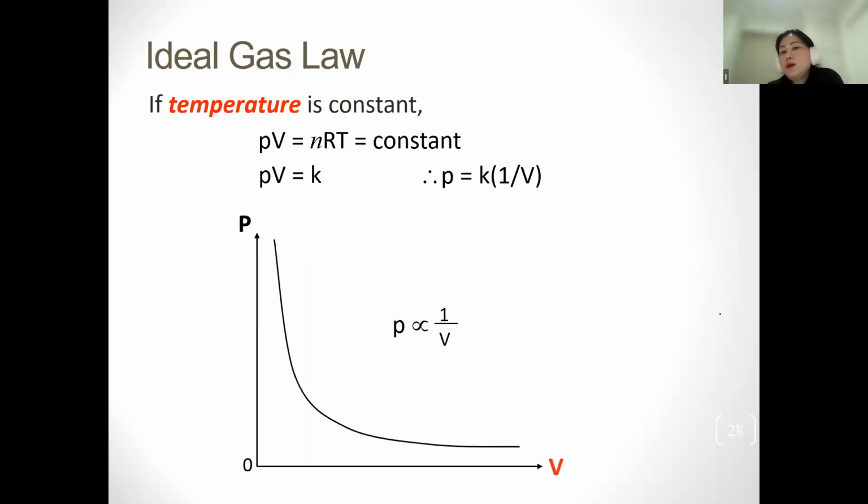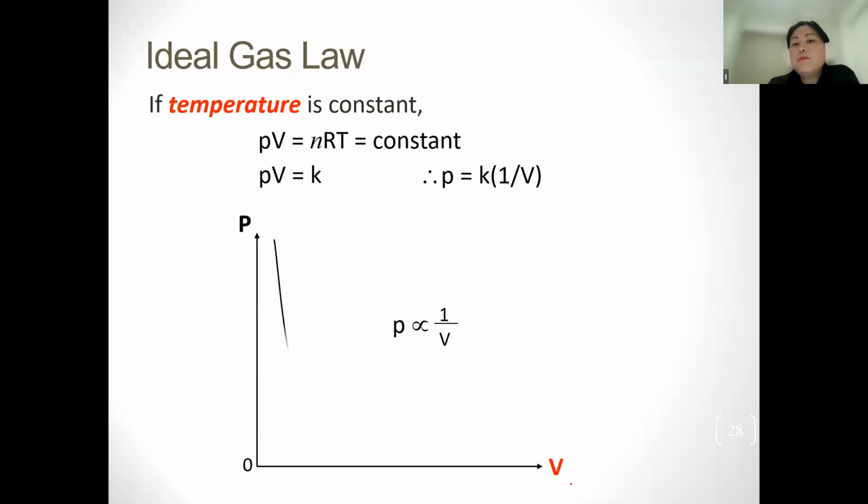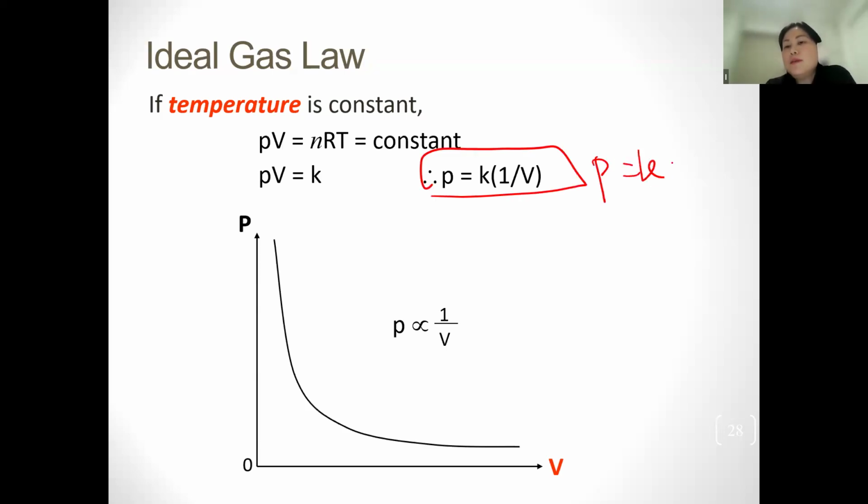Okay, but what if I don't plot P against 1 over V? Look at the axis, this is 1 over V. But what if I just want to plot P against V? If I plot P against V, I'm plotting the graph P equals KV to the power of minus 1. So the shape will be a V to the power of minus 1 graph shape. So it will be this.